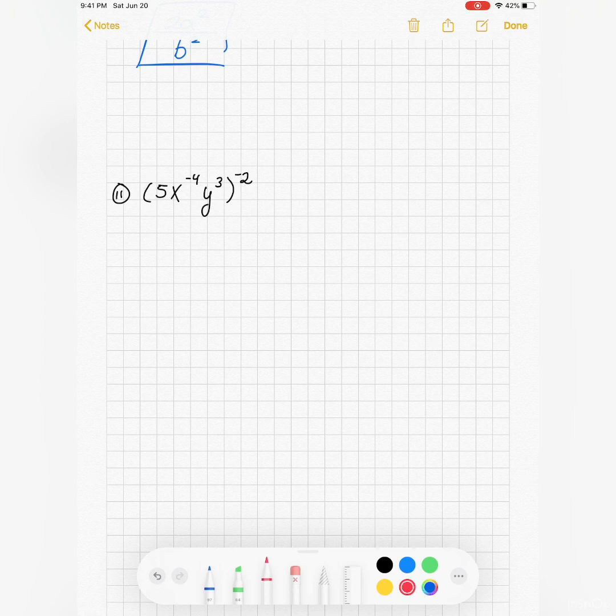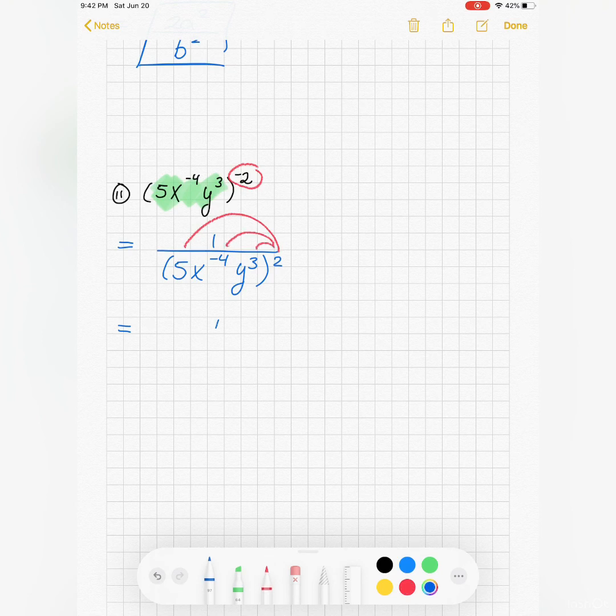Okay, here this exponent is on the whole expression. So that means that whole expression goes under a 1, and then that exponent turns positive. Then I go ahead and distribute the exponent to all 3 of those factors, right? 5 squared, 25, x to the negative 8, y to the 6th.